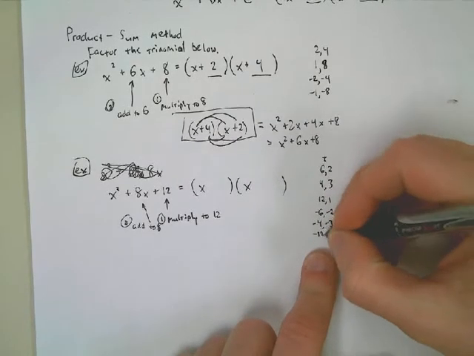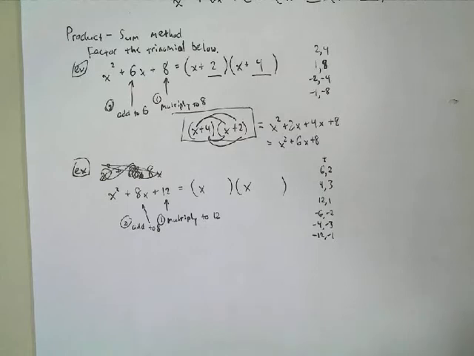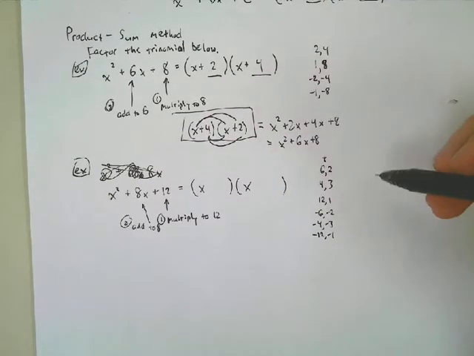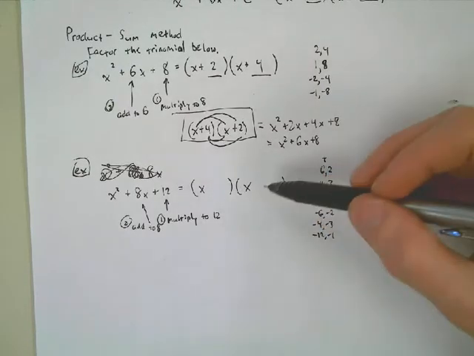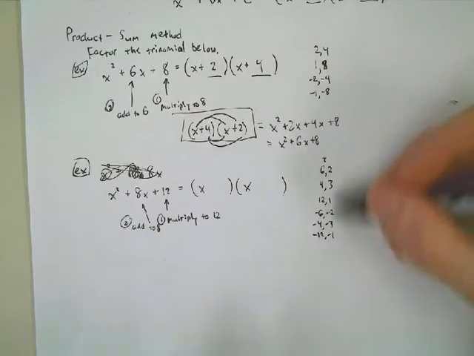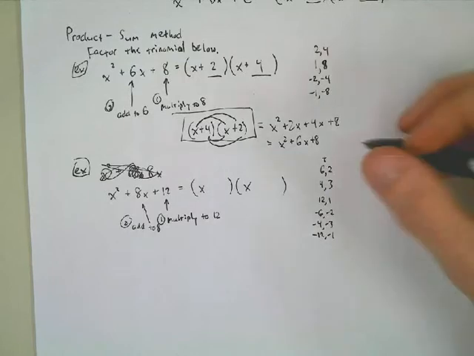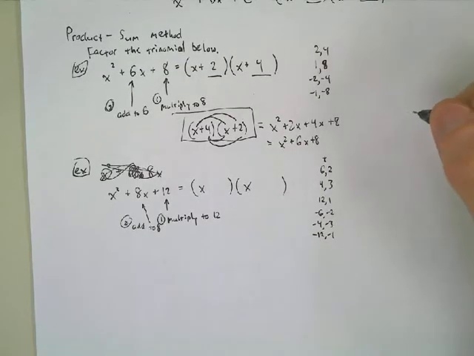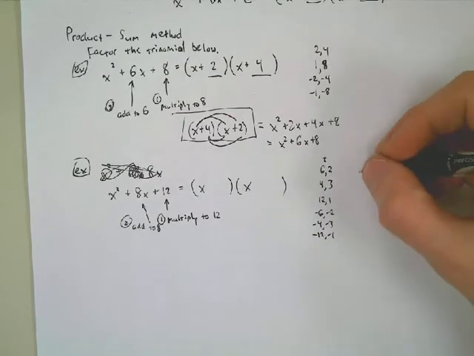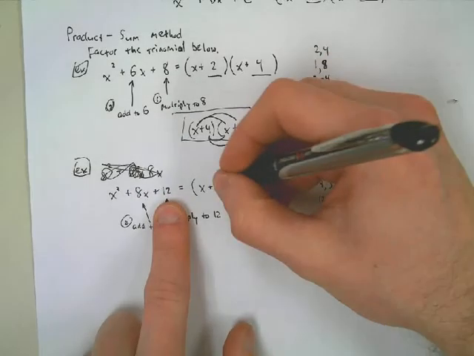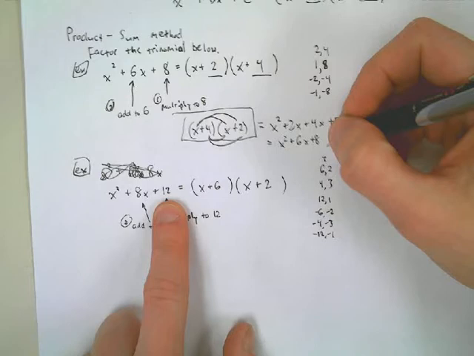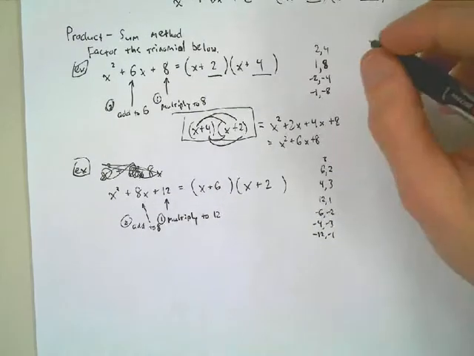Now you might say, Mr. Widmeyer, that's overkill. The answer is already up there. But I just want to point these out to you. When you're doing your work, you do as many as you need to until you get to what you need. Okay? Which one of these combinations is the one we want? 6 and 2. And why is that, Kyle? Because 6 plus 2 equals 8, and 6 times 2 equals 12. There it is, exactly right. So we're going to say x plus 6 and x plus 2, or you could say x plus 2 and x plus 6. But either way, that's what it factors to. There's the answer.